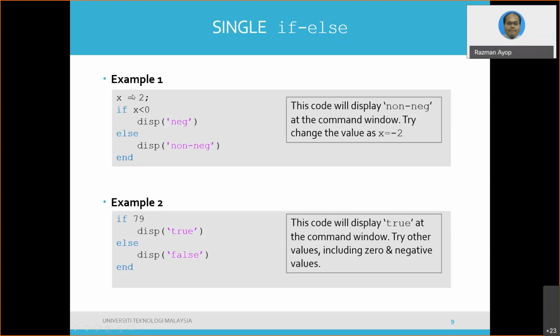For the first example, you can see that x is equal to 2. If x is less than 0, display negative, and else display non-negative. You can see here, x is more than 0, so basically it will display this. Okay, so you can try.